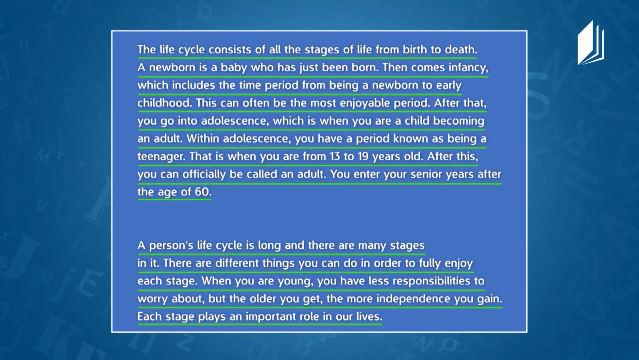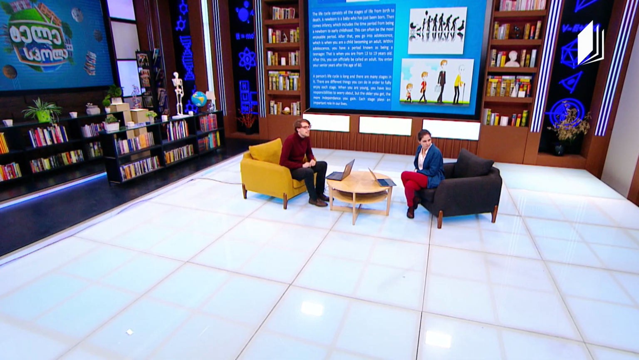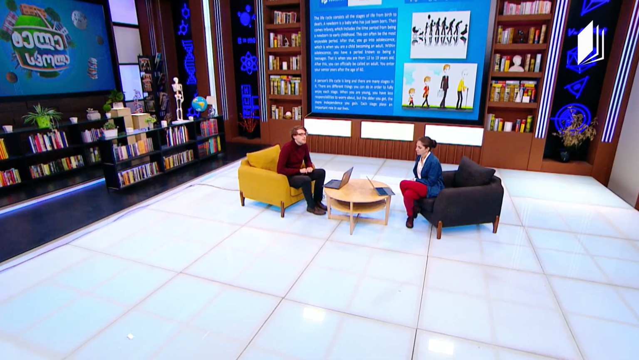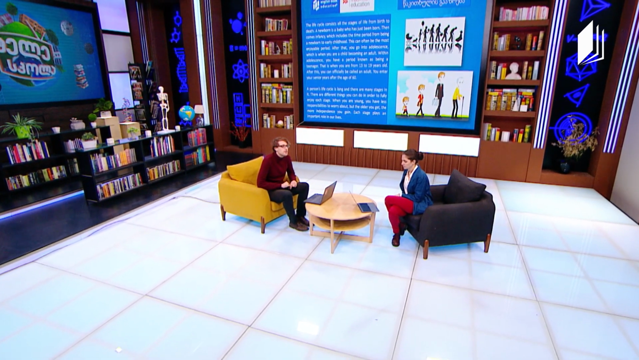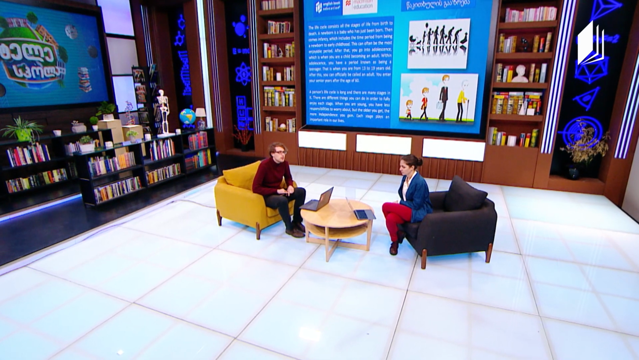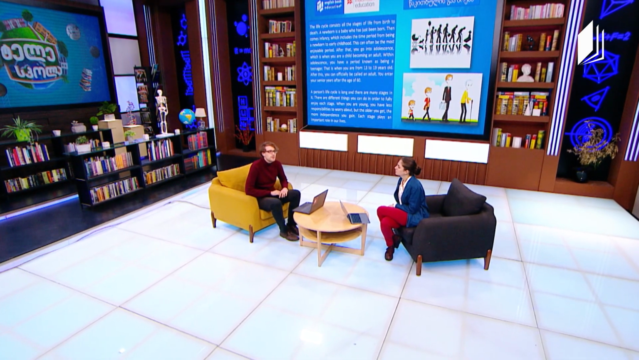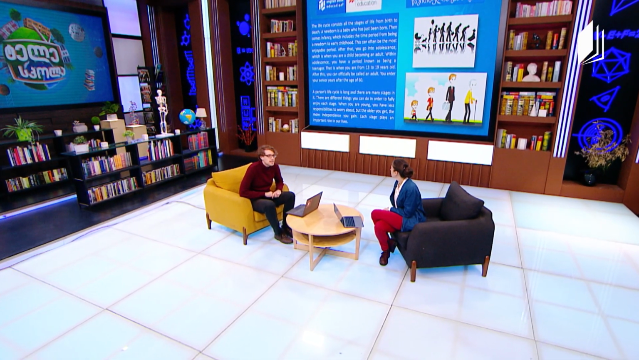After that, you go into adolescence, which is when you are a child becoming an adult. Within adolescence, you have a period known as being a teenager. That is when you are from 13 to 19 years old. After this, you can officially be called an adult. You enter your senior years after the age of 60.